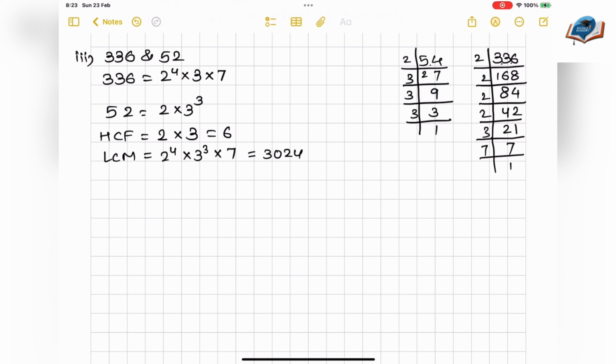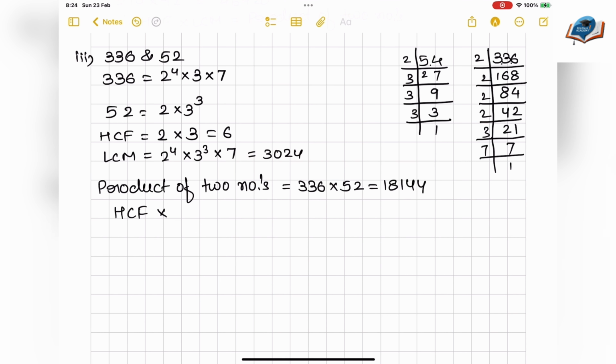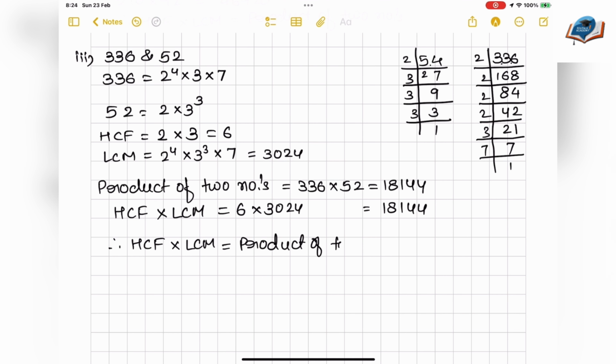So the product of two numbers will be 336 into 52. So that is coming as 17472, and HCF into LCM, 4 into 4368. So that is also coming 17472. Therefore, HCF into LCM equals the product of two numbers.